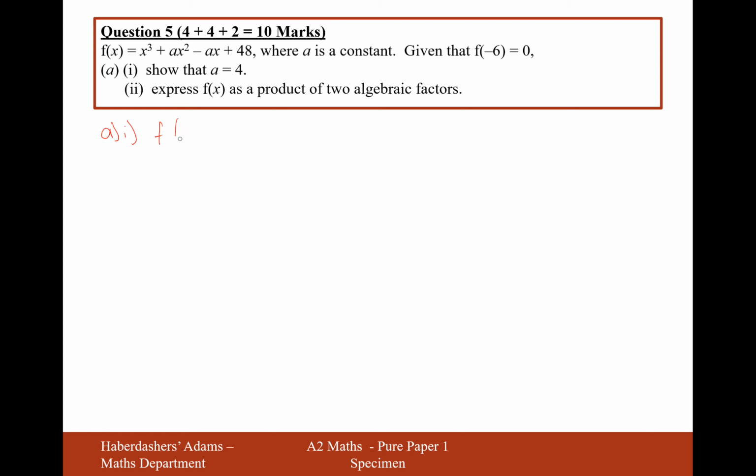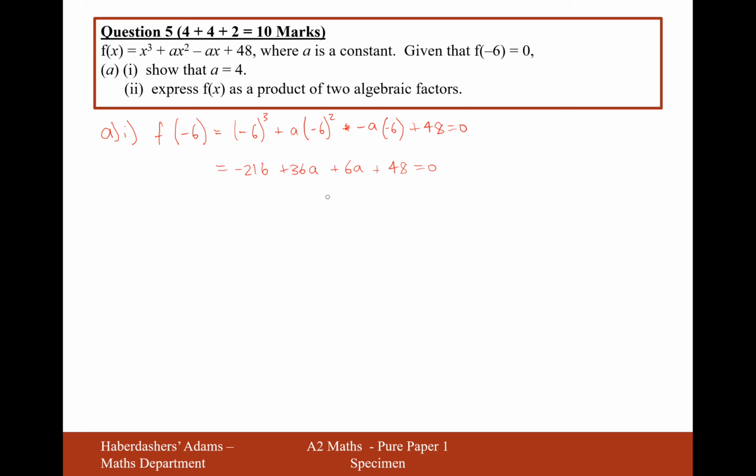All we need to do then is plug in minus 6 for x, so it's going to be minus 6 cubed plus a lots of minus 6 squared, take away a lots of minus 6, and then plus 48, and set that equal to 0. So minus 6 cubed: 6 cubed is 216, so it's minus 216 plus 36a plus 6a for the double negatives that appear there, plus 48 equals 0.